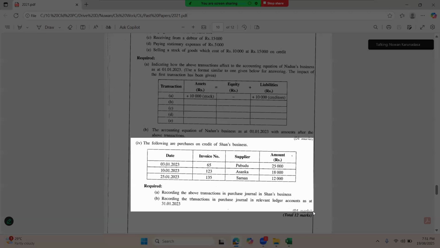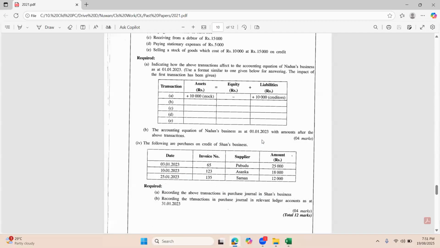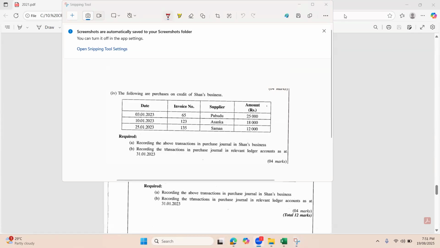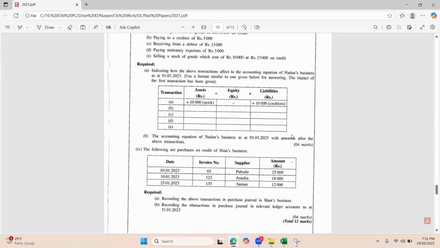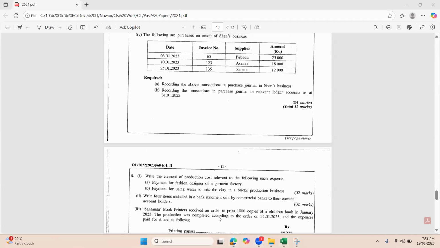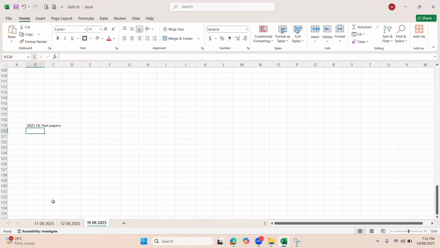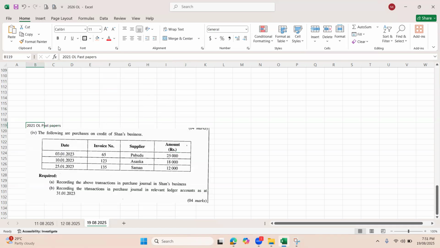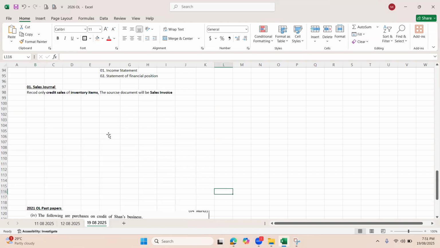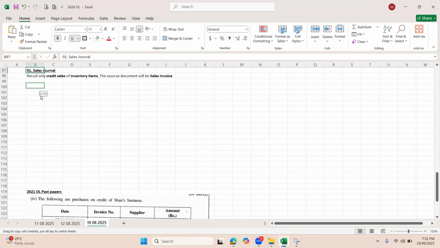Question number 5-4, 2021 O level past paper. Actually, here they are not asking for the sales journal, so we'll prepare a sales journal later. So this is the purchase journal. We'll take number 2, the purchase journal.